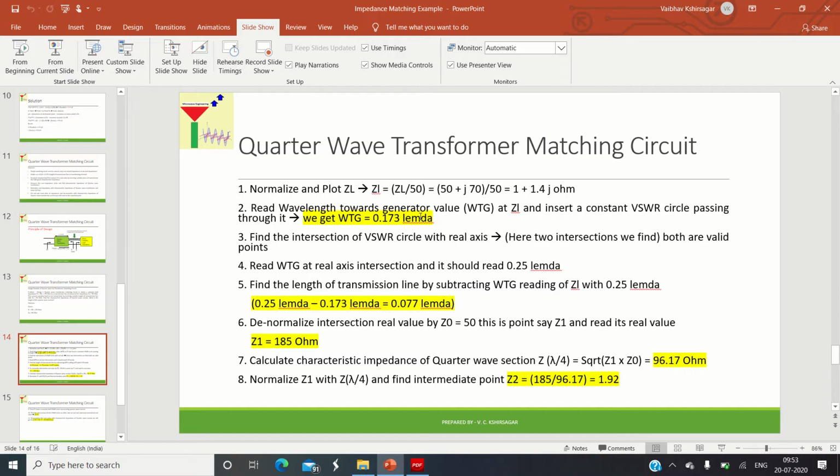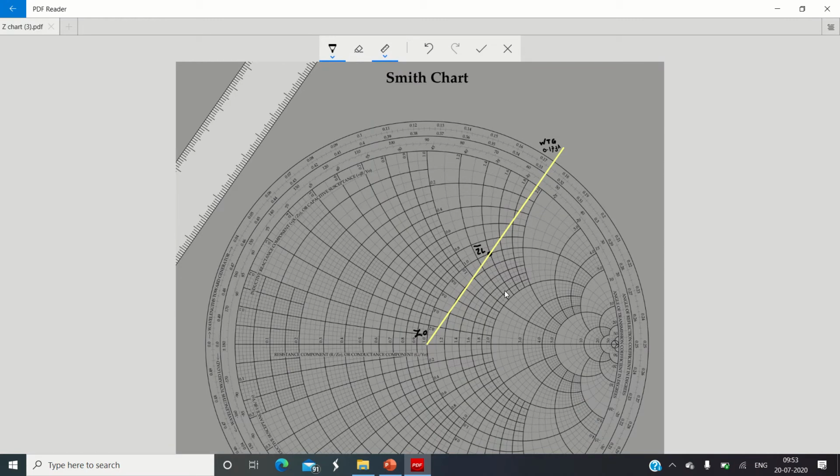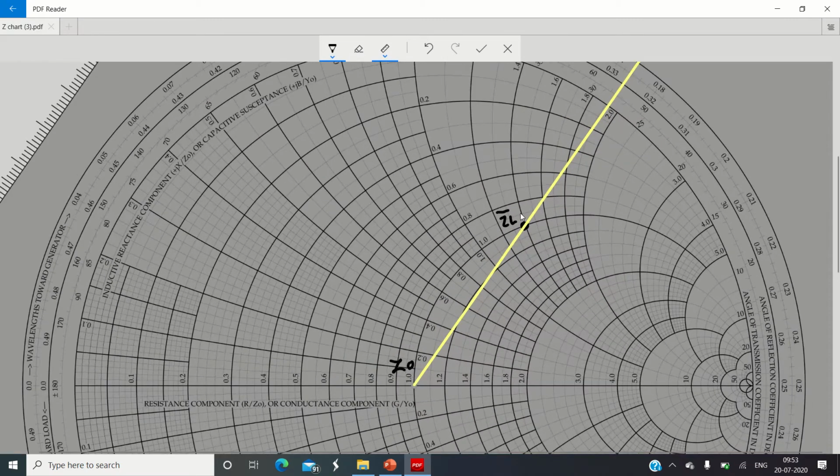So what is the next step to calculate the length of a transmission line? Now this ZL bar complex load impedance I want to convert to a real value. How to convert this to a real value? We need to bring this ZL bar point onto the real axis. For that purpose, we need to draw a constant VSWR circle which passes through ZL bar.